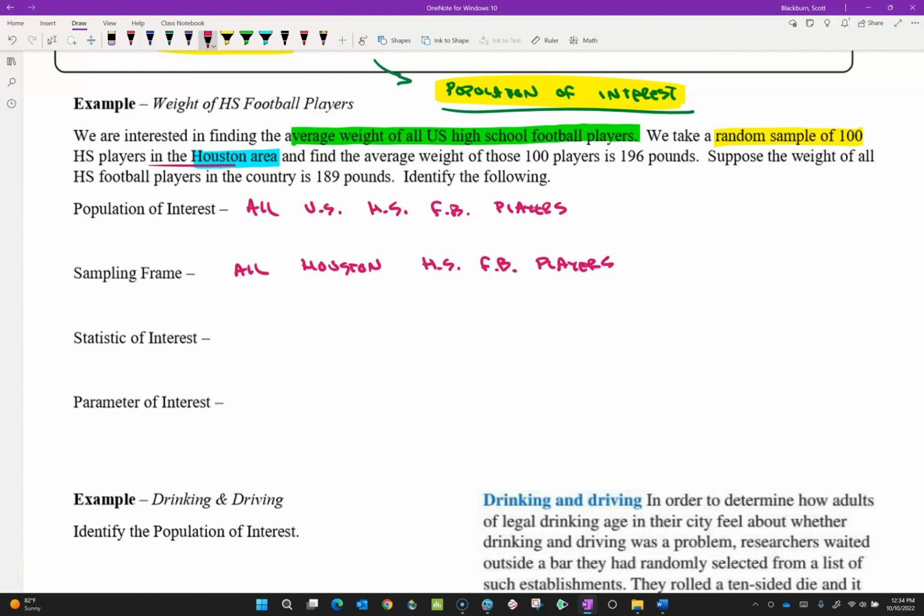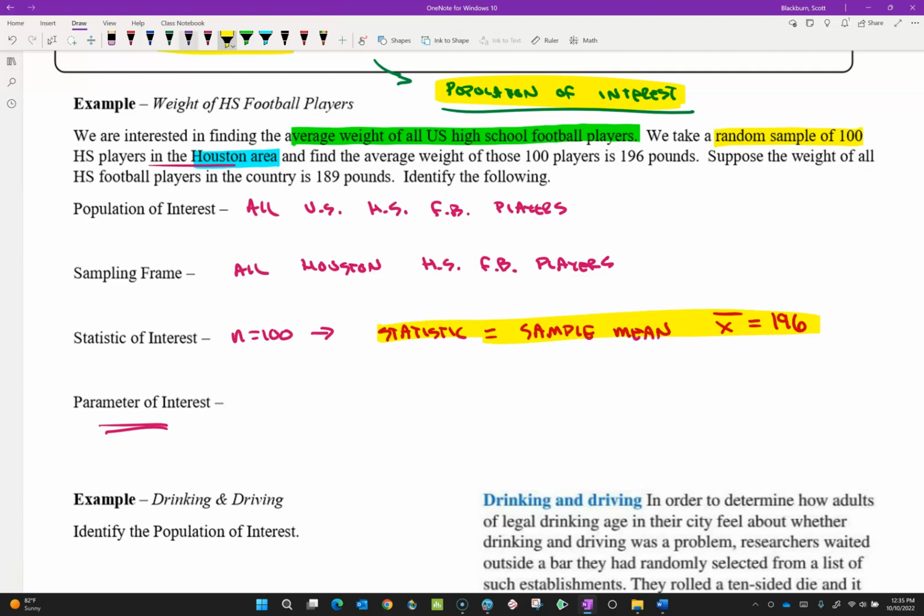So the statistic that they calculated: we had a sample of 100. The measure from the sample was a sample mean. They calculated an X bar and they got 196 pounds. By the way, the statistic of interest was the sample mean, okay? The parameter of interest is the population mean. And that was, according to this, 189.